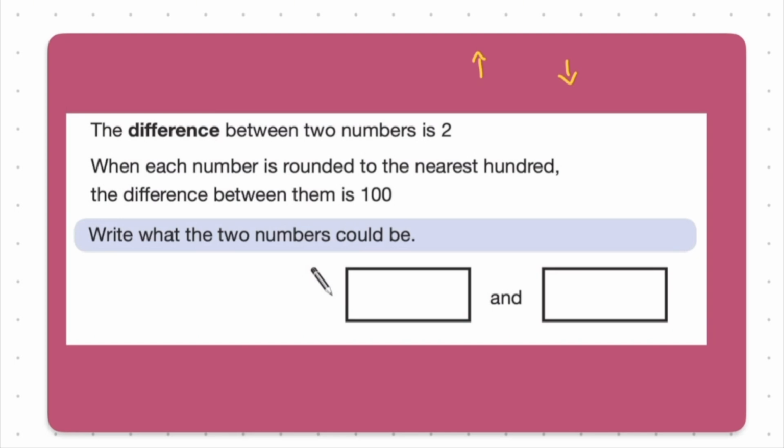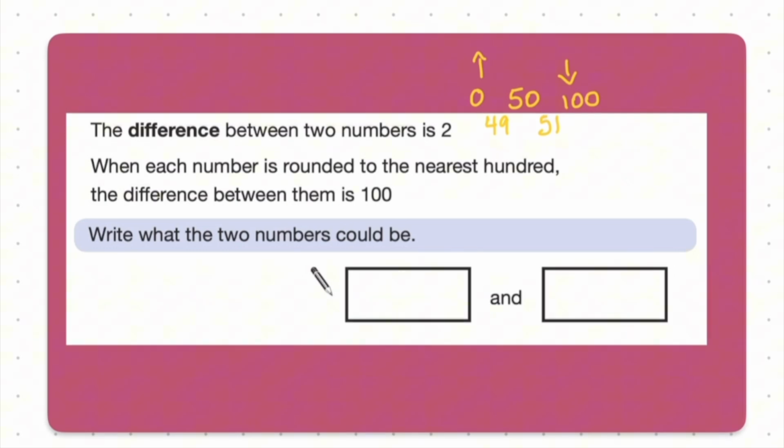And we also know the number in the middle would be 50, because if we rounded a number below 50, it would go to 0, and if we rounded a number above 50, it would go to 100, and that gives us our difference of 100. And if the difference between the two numbers is 2, we know they only could be 1 either side, so we've got 49 and 51. Therefore, we could have any two numbers that have 49 and 51 as their last two digits.